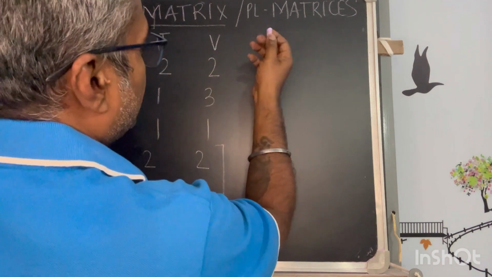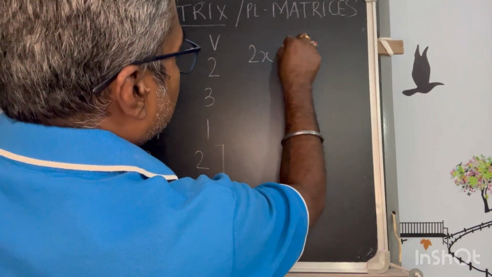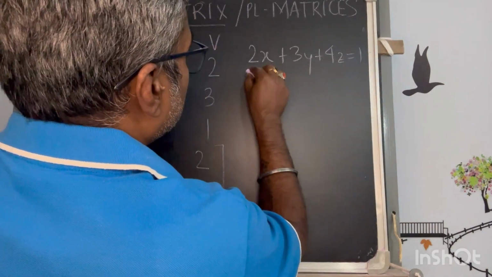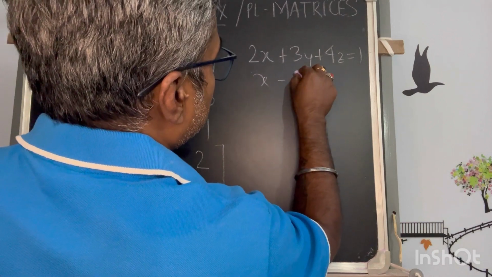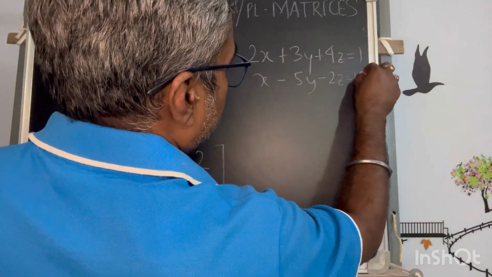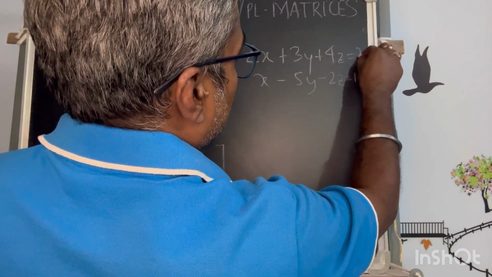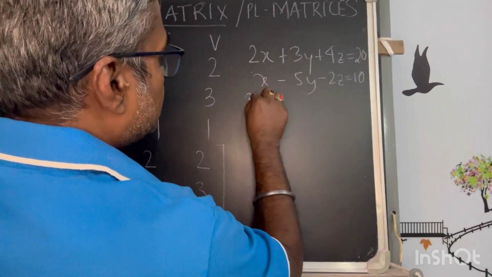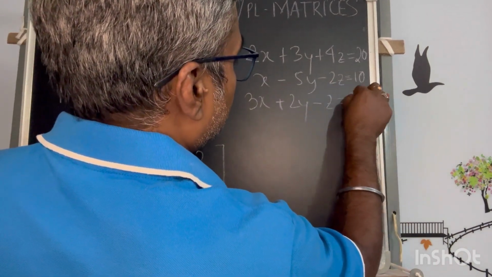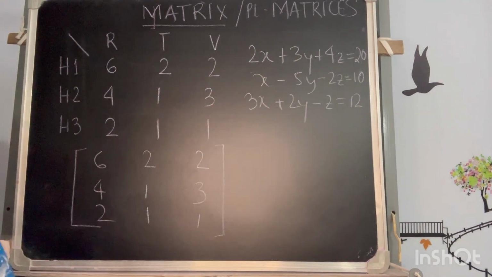Or let's say we are having linear equations, let's say 2x plus 3y plus 4z is equal to 1, x minus 5y minus 2z is equal to, let's say, 10, or let's say this value is around 20, and 3x plus 2y minus z equal to, let's say, 12. So now this can also be represented in matrix.